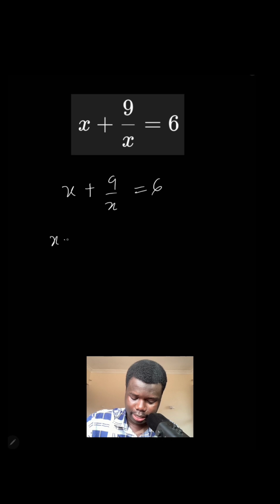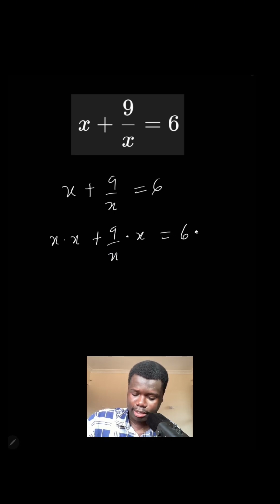Great, but let's start solving. So we have x plus 9 over x equal to 6. When you have something like this, there is a fraction in the equation. Let's find a way to get rid of the fraction to make it really simple. So what we can do is multiply through by x. So let me write it: x times x plus 9 over x times x equal to 6 times x. So it's going to be x squared plus, now by x times 9 over x, x and x will cancel out, and we're going to be left with 9 equal to 6x.